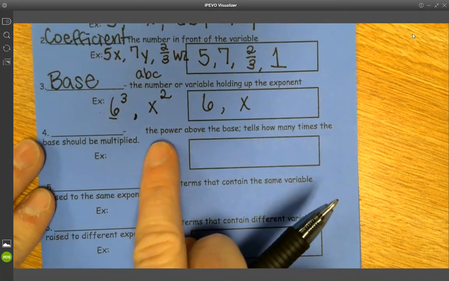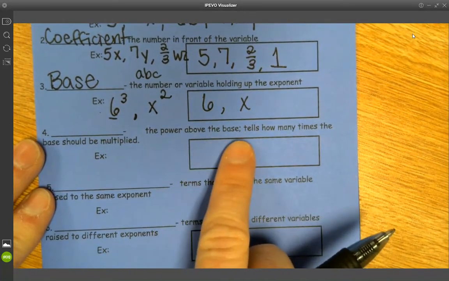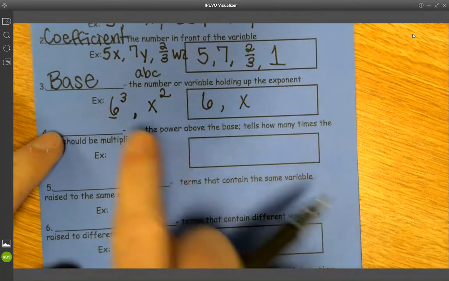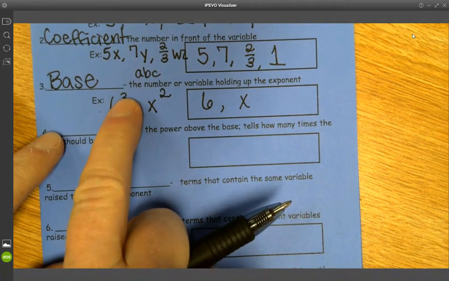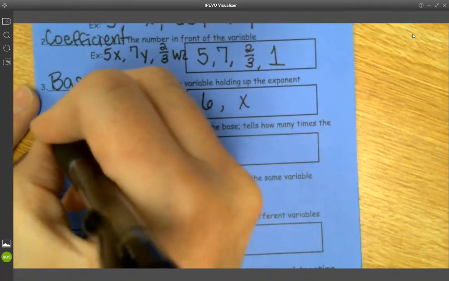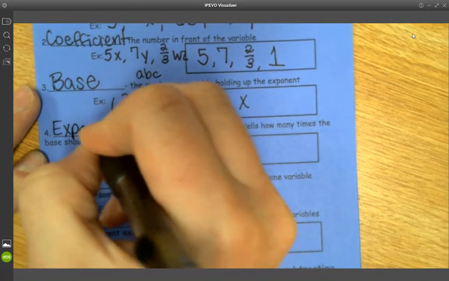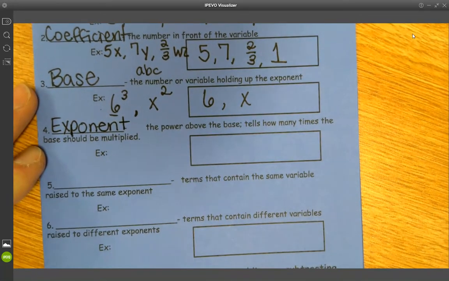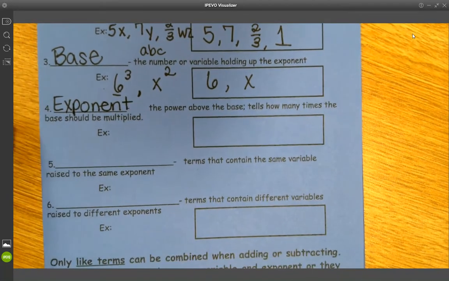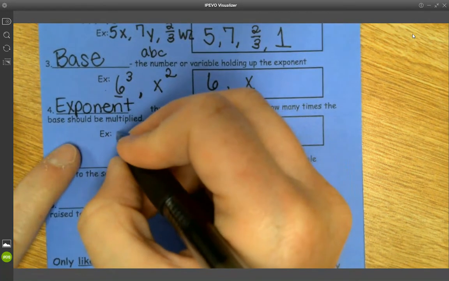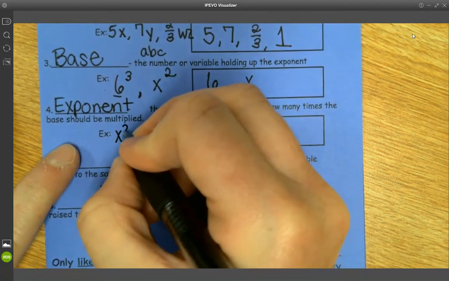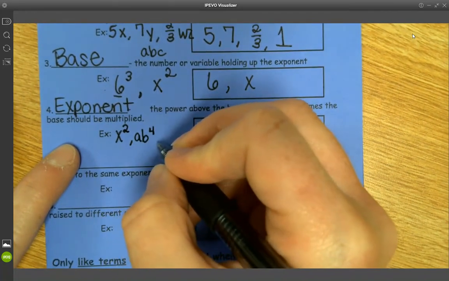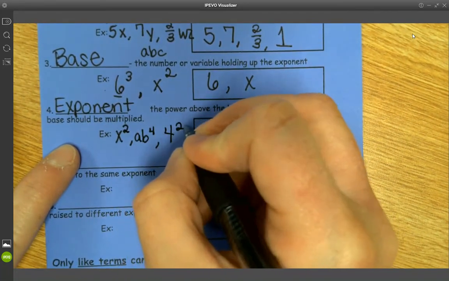Hopefully some of this is coming back to you. Okay, the next definition, the power above the base tells how many times the base should be multiplied. So if this is the base, what is that? Yep. So if we have the examples of x squared, ab to the 4th, and 4 squared.